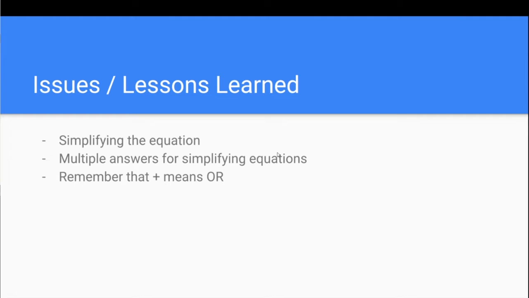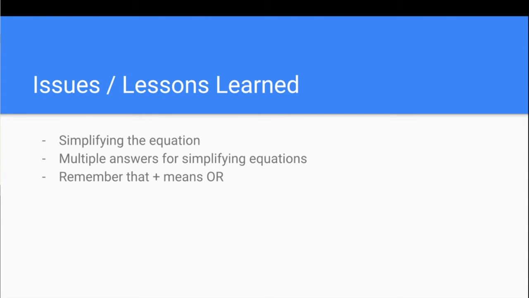Now the lab wasn't perfect. We did face a few challenges, particularly in simplifying the equation. When we simplified the equations, it was somewhat difficult to see patterns at times and when to use certain theorems. Along with simplifying the equations, we also learned that there could be multiple simplified answers to an equation. So even though you and another person have different simplified answers, you both could be right.